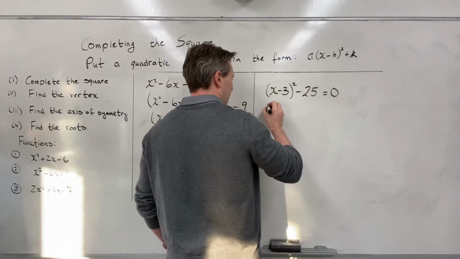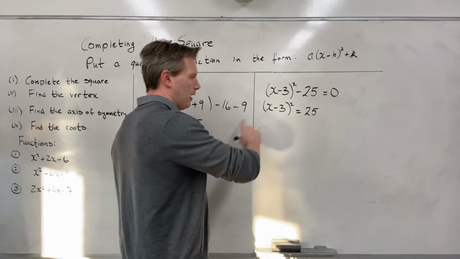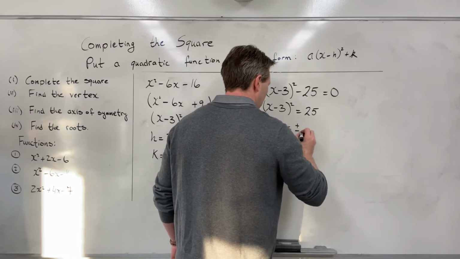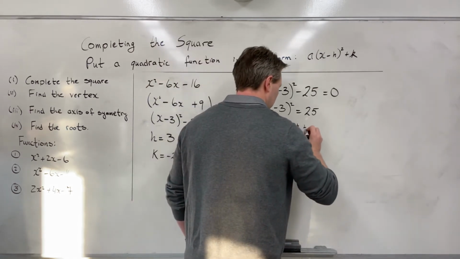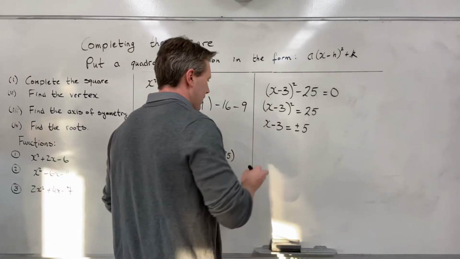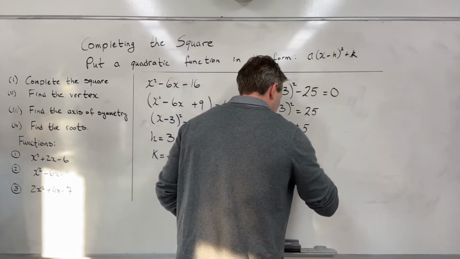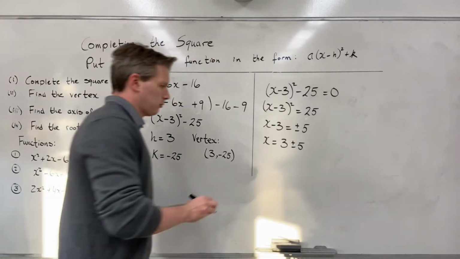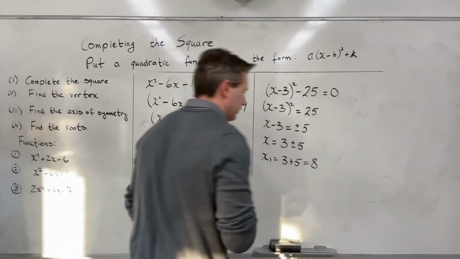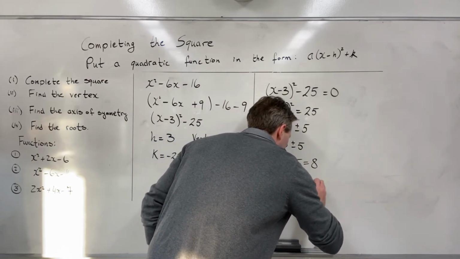Okay, I'm going to add 25 to both sides, so we get x minus 3 squared is equal to 25. And now I'm going to take the square root of both sides. So I get that x minus 3 is equal to plus or minus, the square root of 25 is 5. So it's plus or minus 5. And now, to solve for x, I'm going to simply add 3 to both sides. So I get that x is equal to 3 plus or minus 5. So x1, if you like, is 3 plus 5, that's 8. And x2 is 3 minus 5, that's negative 2.